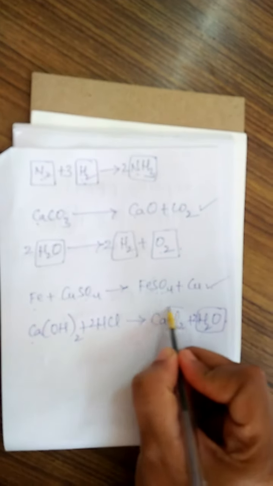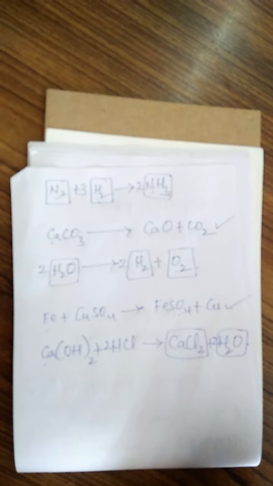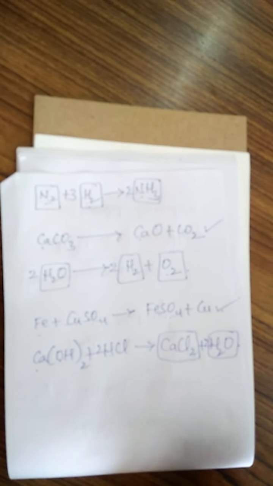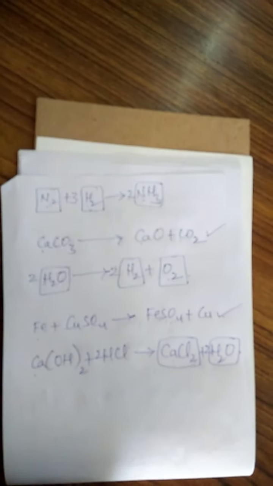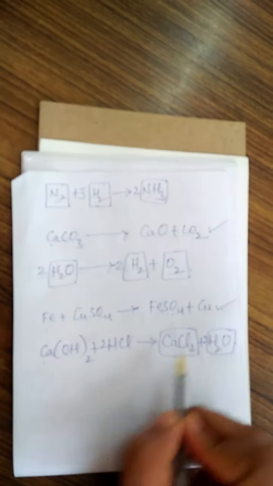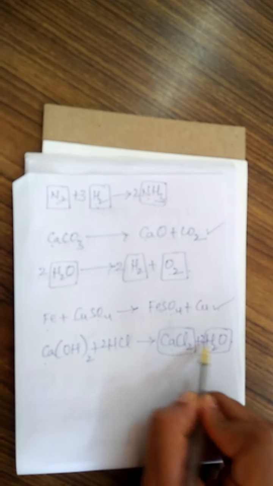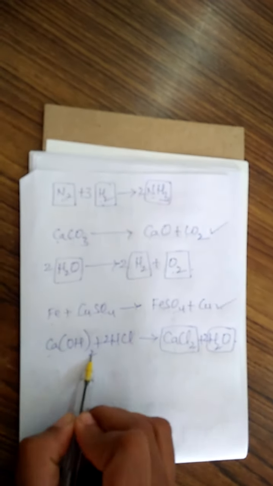I am saying because many of the students are making mistakes. Don't change the formula. Don't change the symbol. You write only the coefficient before the formula. Then you check it now. Chlorines balanced. Hydrogens balanced. Then what about oxygen? 2 oxygens. Here also 2 oxygens.